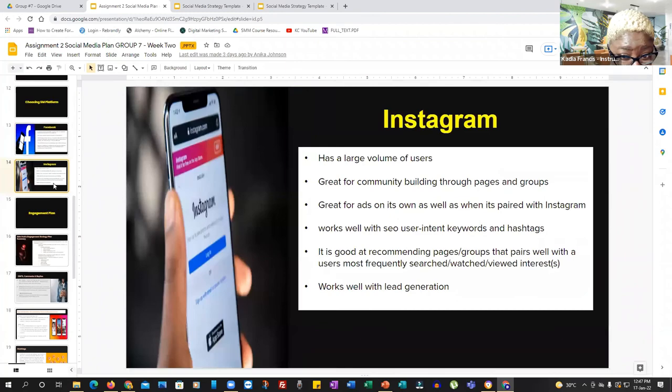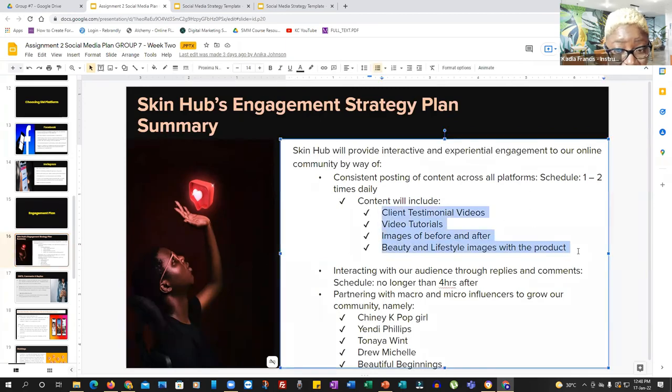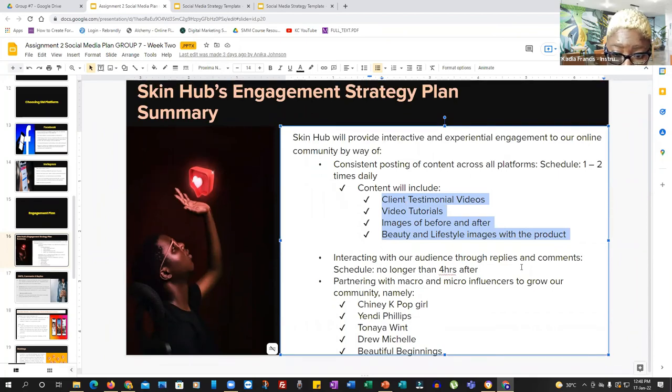Choosing SM platforms. I guess they've redesigned it. But again, I asked them to explain why and I got bullet points. I think this is what Anika was talking about, bullet points. I mean, this is not bad. But all you tell me is client testimonial videos, video tutorials, images of before and after. The question I'm going to ask is, how is any of this relevant to your brand? That's the question I'm going to ask, because you actually didn't say why this type of content. You never said that.